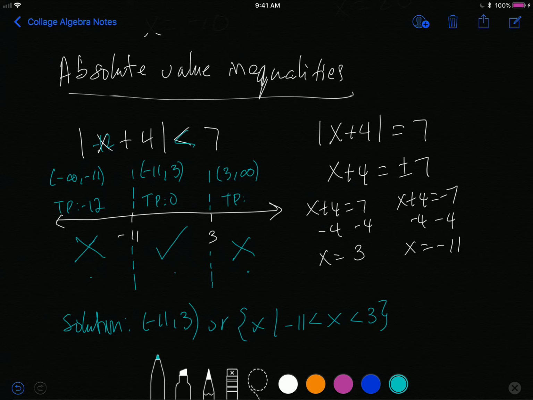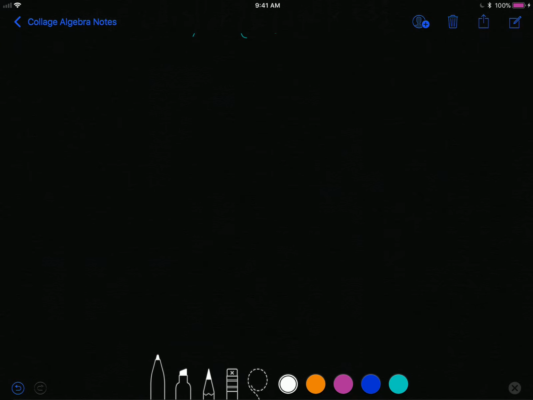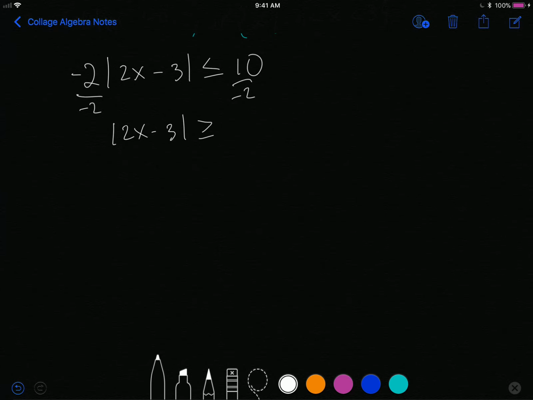Let's try another one, but this time let's use the less than or equal to symbol. So let's say I have negative 2 times the absolute value of 2x minus 3 is less than or equal to 10. Just like before, I first must isolate the absolute value sign. So I've got to divide by negative 2. When I divide by negative 2, the inequality sign will flip.